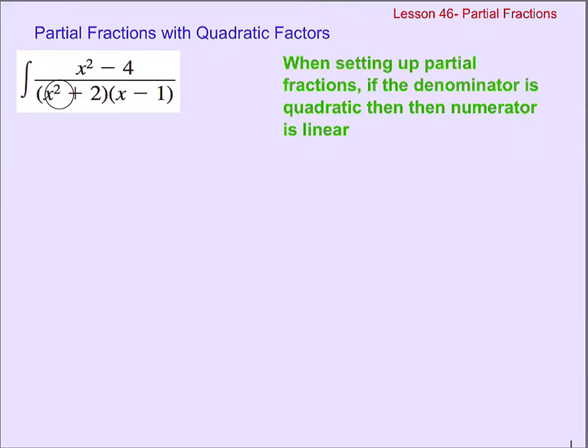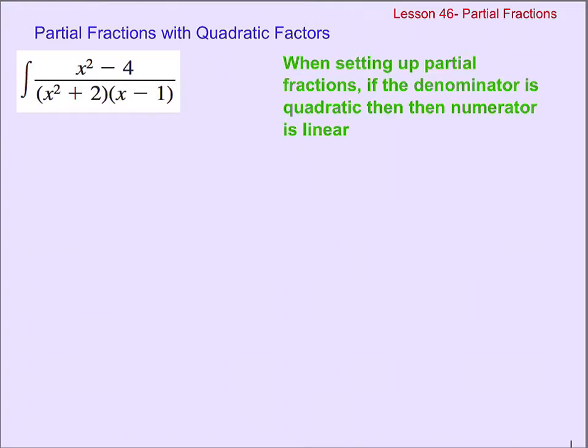So when that's the case, for the partial fraction decomposition that we're going to try and come up with, the A over x minus 1 plus B, all that, if the denominator is quadratic, then the numerator might not just be a constant, just A over x squared plus 2. It might actually be a linear numerator.